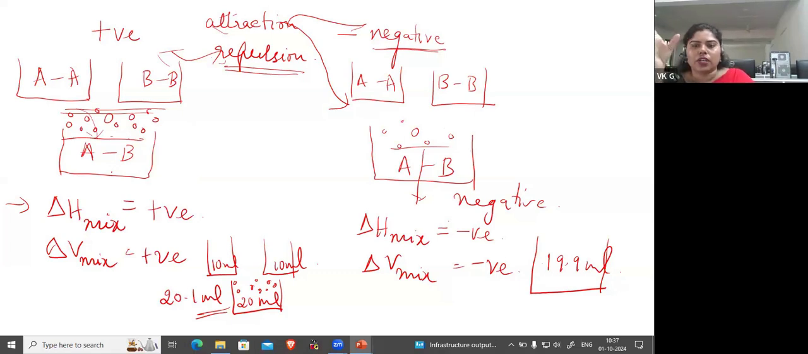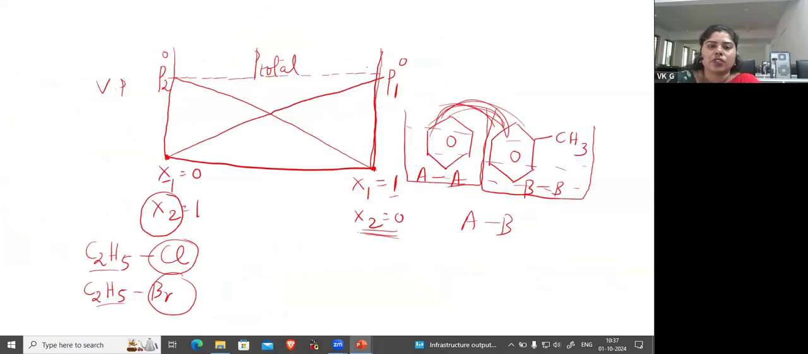Attraction and repulsion are the key words, and for positive deviation, delta H mix will be positive. Here, delta V mix will be positive. Here, delta H mix is negative. Delta V mix will be negative. So this way, you can put up the differences between non-ideal solutions showing positive deviation and negative deviation.